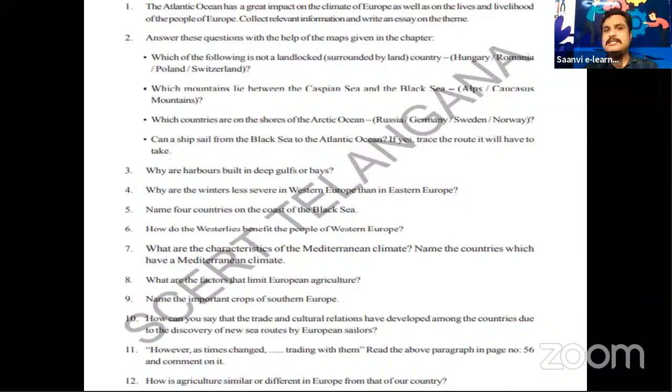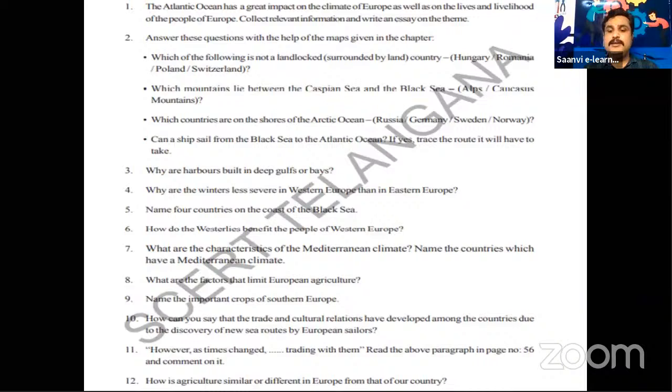Why are the winters less severe in Western Europe than in Eastern Europe? What may be the reason? The Atlantic Ocean and the wind blowing from it. You have to write the Atlantic Ocean effect there. See the paragraph: which wind blows from the Atlantic, the westerlies we have discussed, that wind movement affects the climatic condition of Europe. Next, name four countries on the coast of the Black Sea. Fifth one.